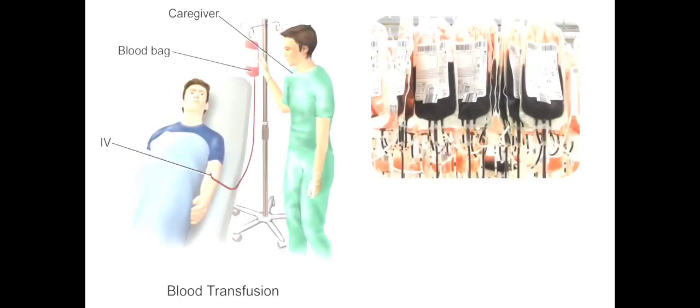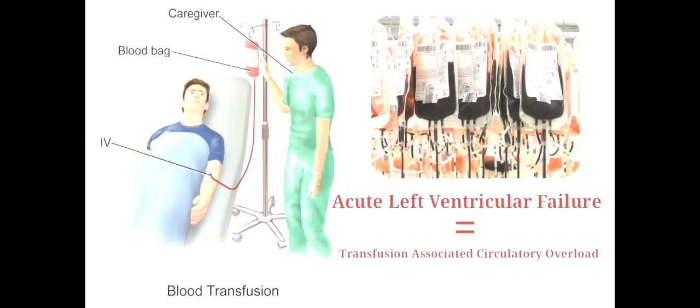When too much blood is transfused too quickly into a person, it can cause acute left ventricular failure, which is also called transfusion-associated circulatory overload.